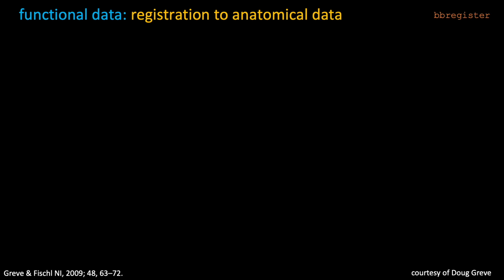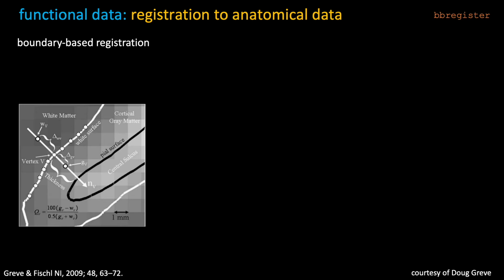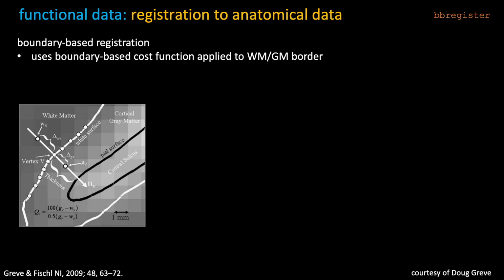All right, so let's talk about the registration. Now, this and a couple more following slides have some figures that Doug Greve kindly lent me. He's an author of this method that we're using that is called BBRegister, which stands for boundary-based registration. So this registration uses a boundary-based cost function, which is applied to the white matter gray matter border, which is our white surface.